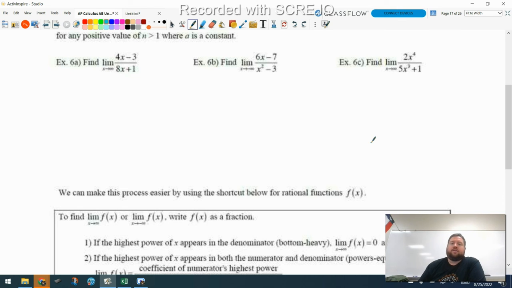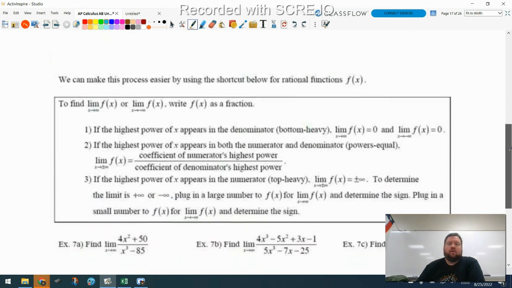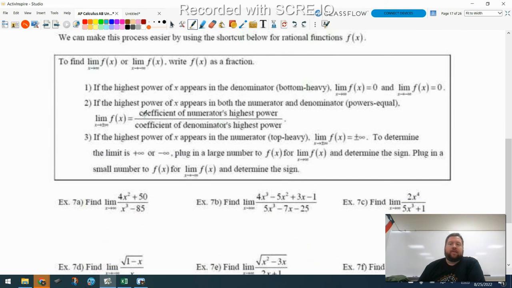If you had a chance to try these on your own, I'm not going to spend a ton of time here. This is balanced. 4 divided by 8 is a half. This is bottom heavy, so it's 0. This is top heavy. I'm going to positive infinity, so it's going to go to positive infinity as well. This is talking about dividing by the highest power of x. It's also talking about bottom heavy powers equal top heavy in here as well.